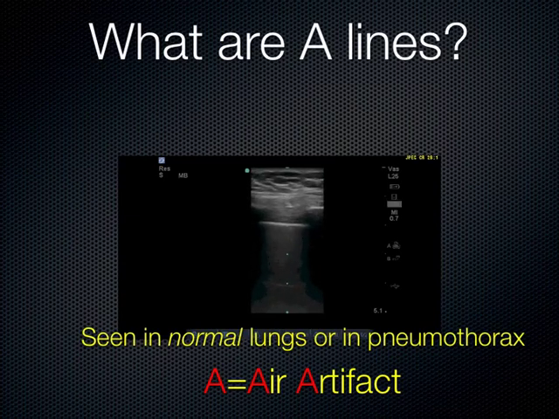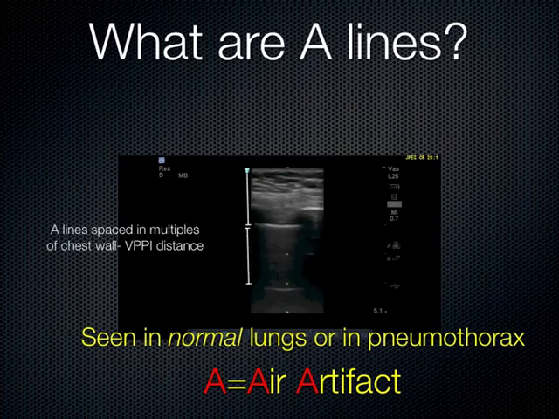You'll also notice that the A lines are equidistant. The spacing from the chest wall down to the VPPI is the spacing that you'll see. And if you increase the depth, you'll see that that spacing remains consistent throughout. Okay.